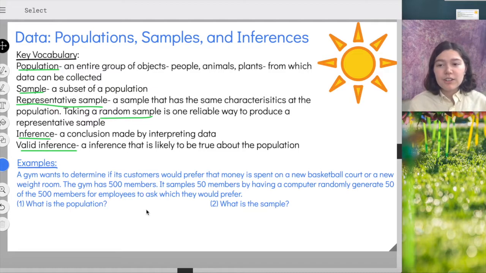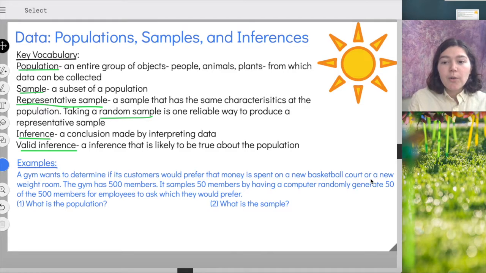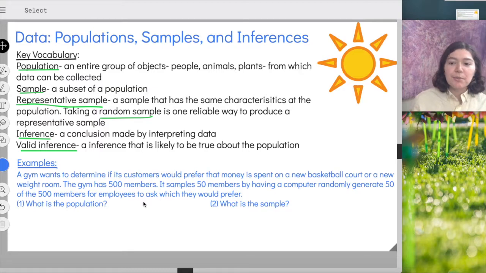Okay, so for our first set of examples, we have a scenario. A gym wants to determine if its customers would prefer that money is spent on a new basketball court or on a new weight room. The gym has 500 members. It samples 50 members by having a computer randomly generate 50 of the 500 members for employees to ask which they would prefer, a new basketball court or a weight room.